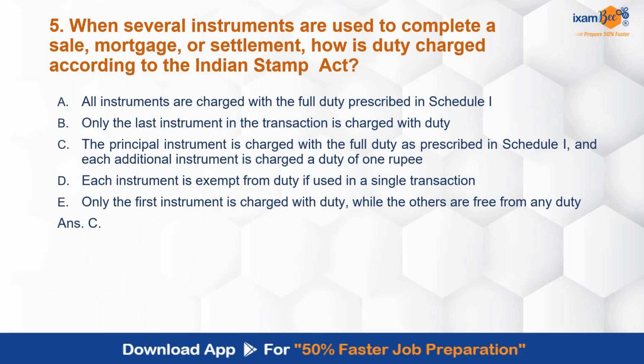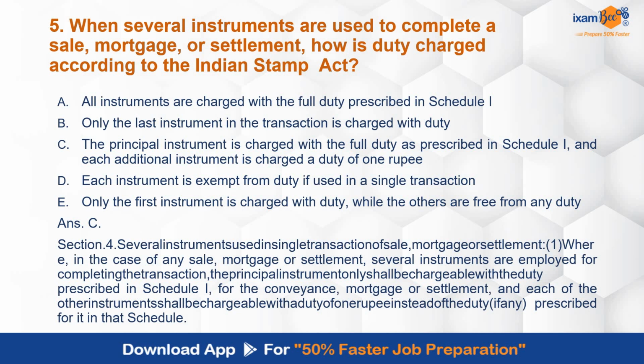Correct answer is C. The principal instrument is charged with the full duty as prescribed in Schedule 1, and each additional instrument is charged a duty of 1 rupee. Section 4: several instruments used in a single transaction of sale, mortgage, settlement. This is dealing with this. First clause itself provides for it.